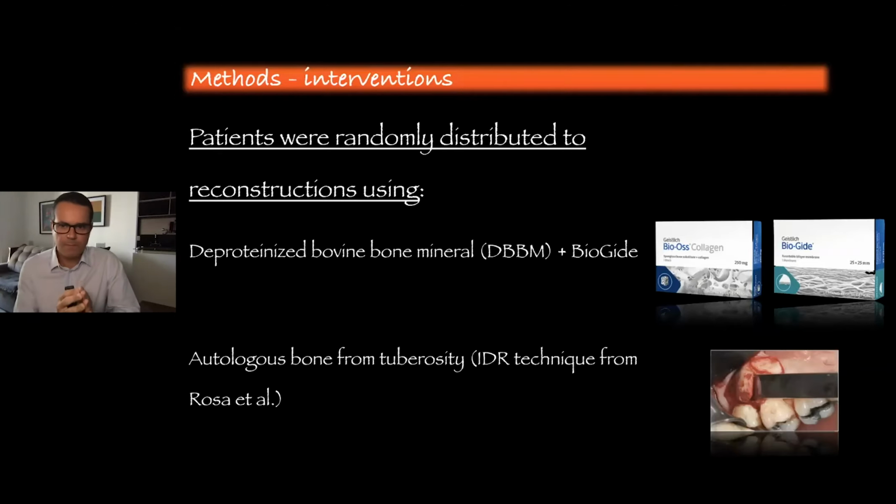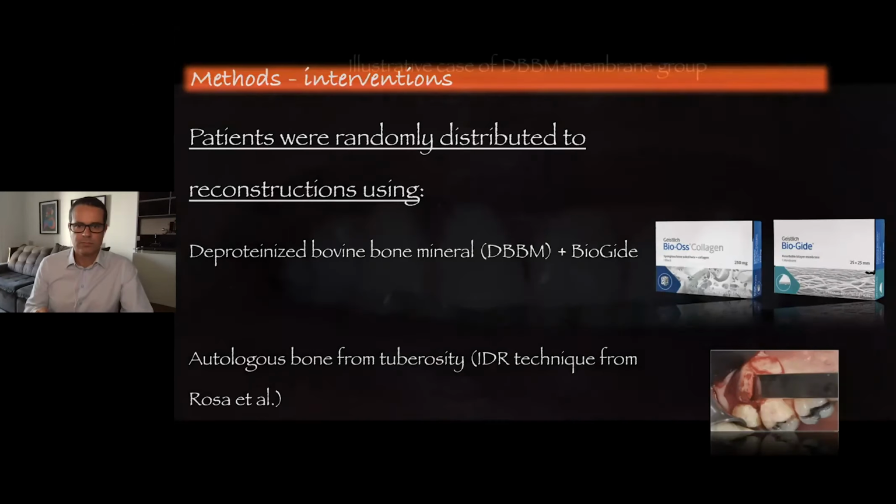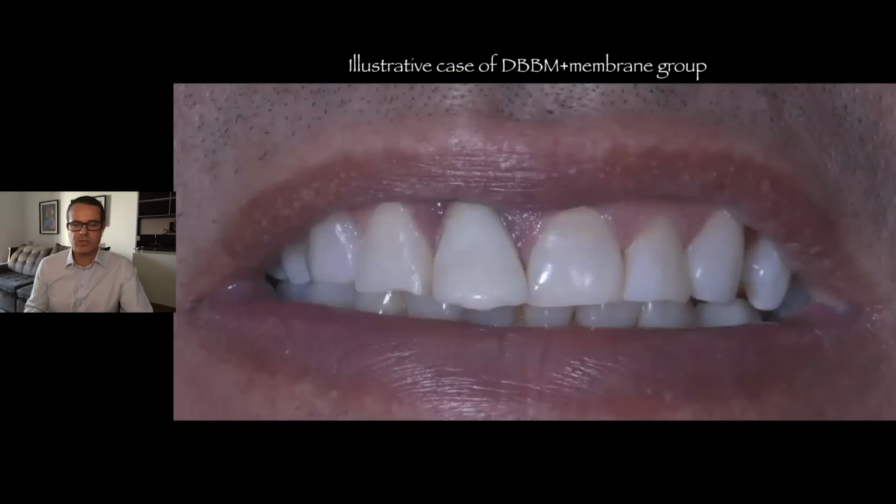The first one used a Bio-Oss Collagen with a Bio-Gide membrane, and the other group used autologous bone from the tuberosity. Let's take a look, in a descriptive manner, at how we perform this. This is an illustrative case of the DBBM group and membrane.